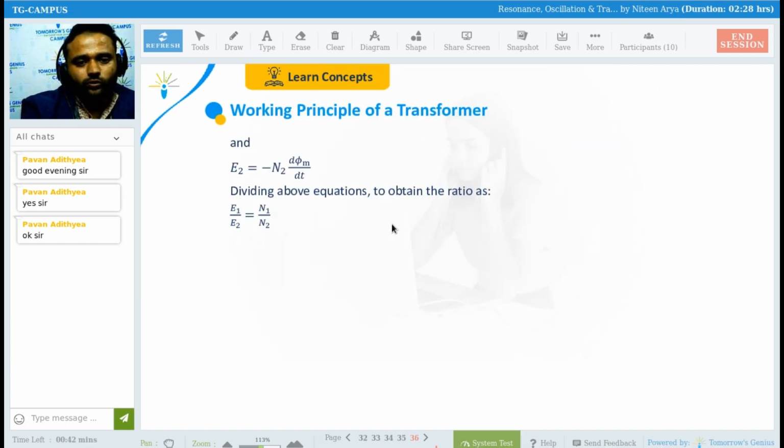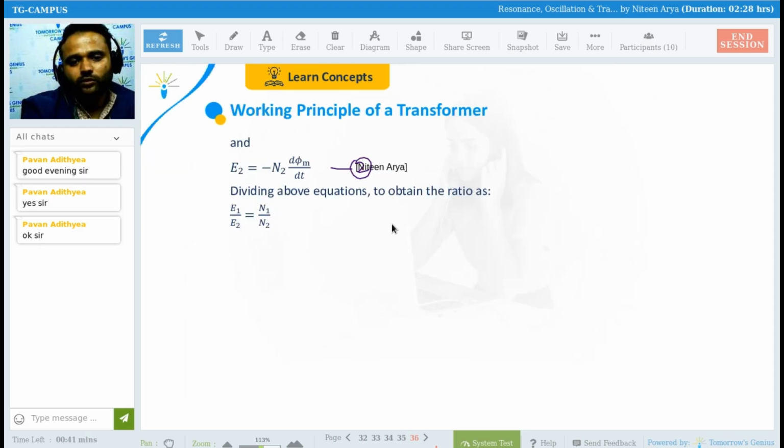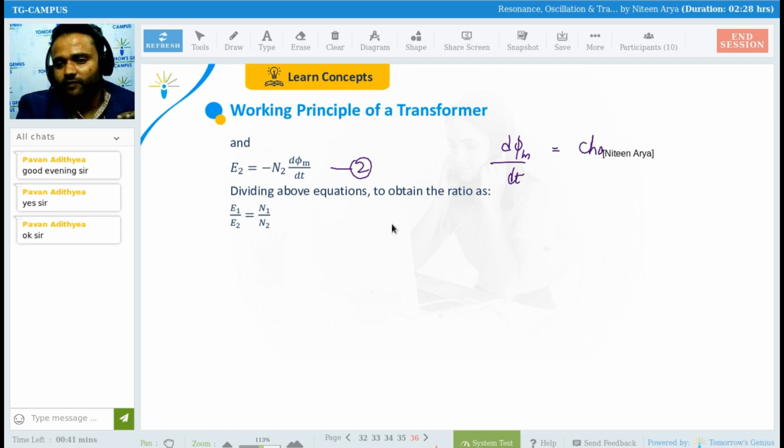Here, E2 is minus N2 d phi m by dt, dividing the above equation. Equation number 1, equation number 2. This is your equation number 1. This is your equation number 2. So in both ways, the flux is going to be equal. D phi, I mean change of flux, basically, not flux in general, but change of magnetic flux. Change of magnetic flux is equal in both ways.